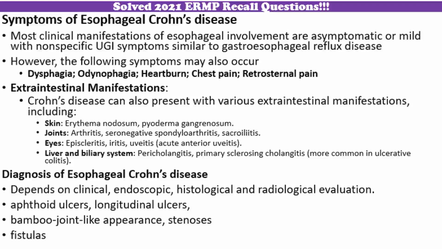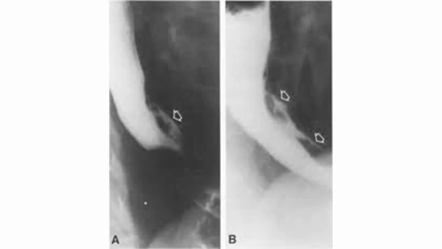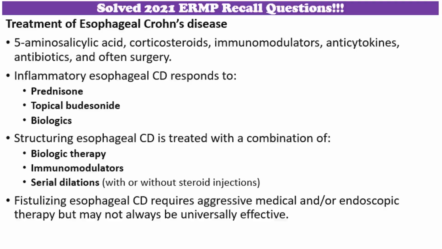The presence of aphthoid ulcers, longitudinal ulcers, bamboo joint-like appearance, stenoses, and fistulas are endoscopic findings suggestive of the disease, and it is important to exclude the presence of Helicobacter pylori infection. On barium swallow, Crohn's disease of the esophagus appears as multiple contrast-filled outpouchings parallel to the long axis of the esophagus. Treatment is with 5-amino-salicylic acid, corticosteroids, immunomodulators, anticytokines, antibiotics, and often surgery.